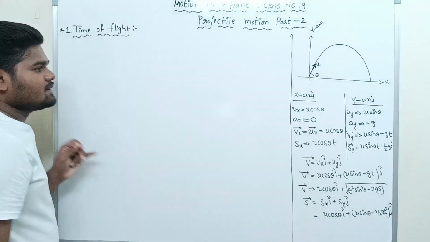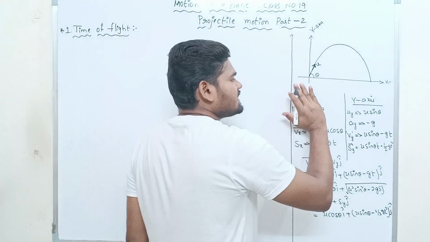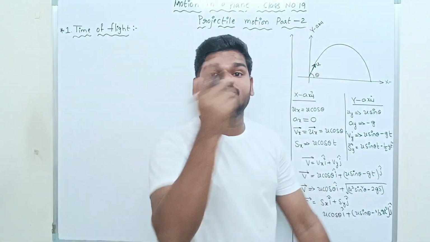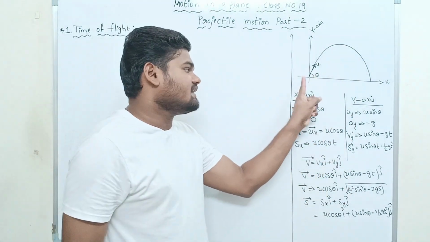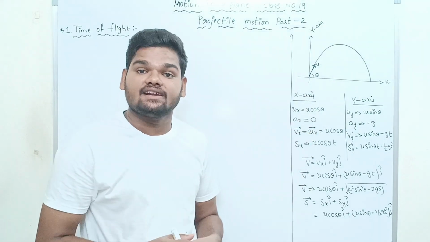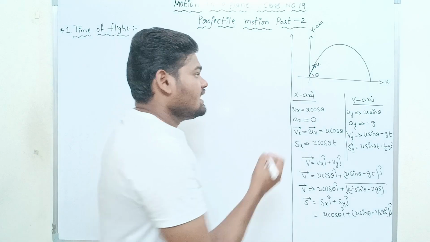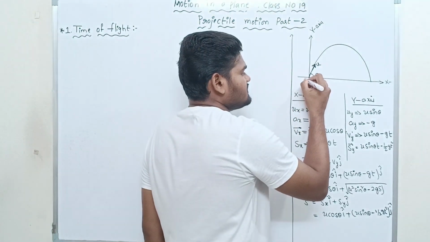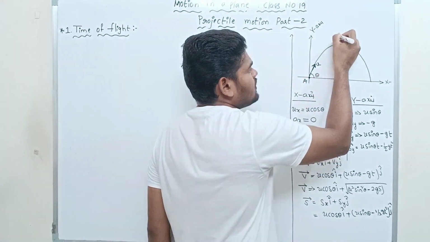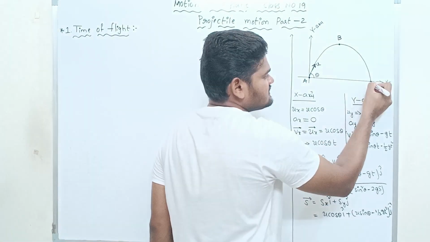So what is the meaning of time of flight? Have a look. Here we have taken one object and we have projected that object by making an angle theta with the horizontal. This theta is to be other than 90 degrees. Then this object makes what? Projectile motion. As I told you in a previous lecture, this is point A, this is point B and this is point C.